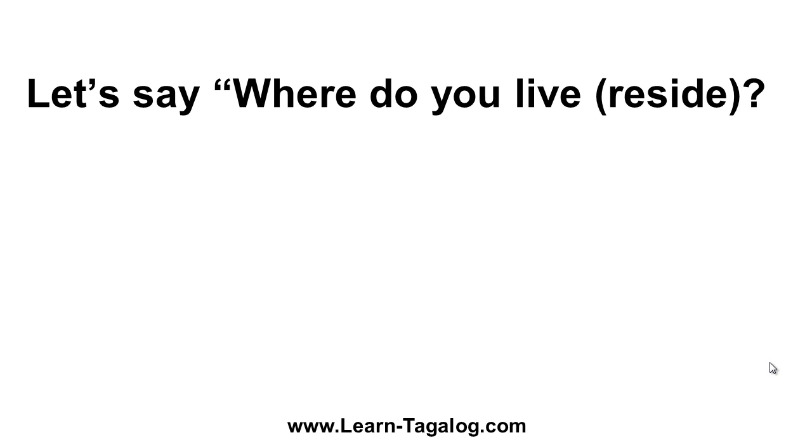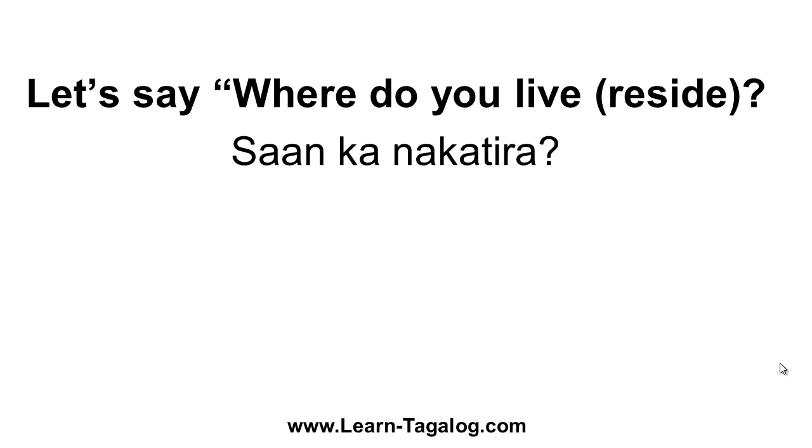Let's say, where do you live? Just like we just saw, saan po kayo nakatira, but instead use the singular word for you. Do you remember that? And therefore we don't need the word po. Try it. Okay, let's listen. Saan ka nakatira? Did you get that? Saan ka nakatira? Ka is the singular for you. Where you live, where you reside.